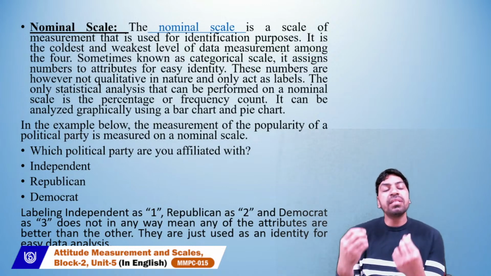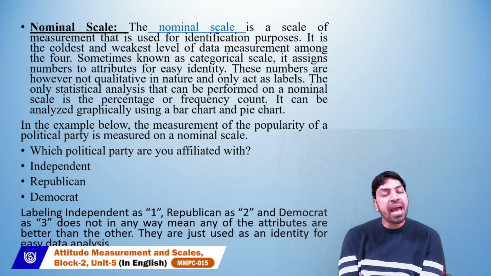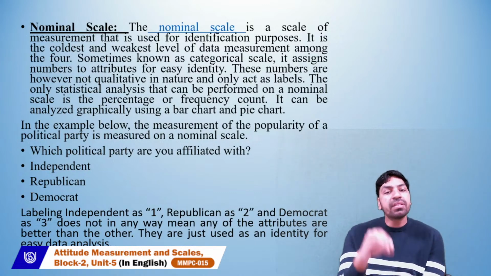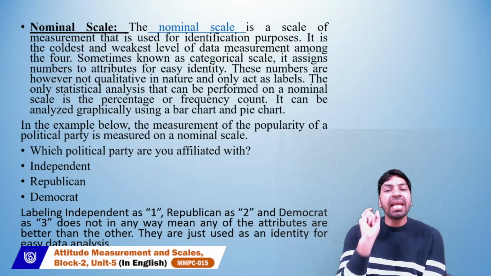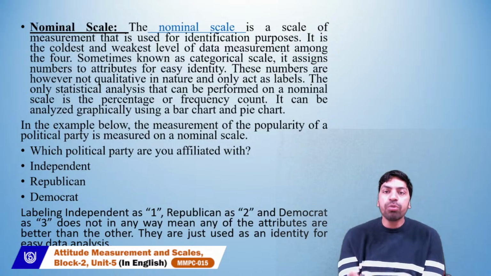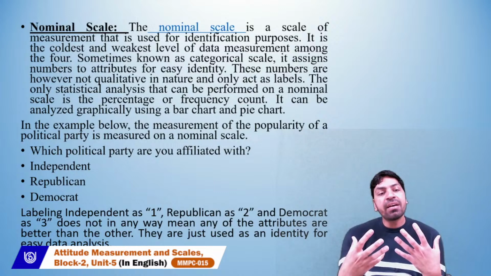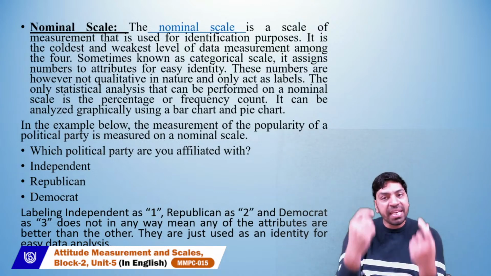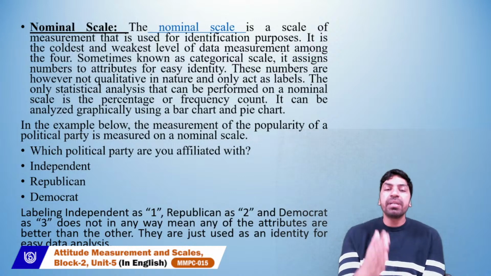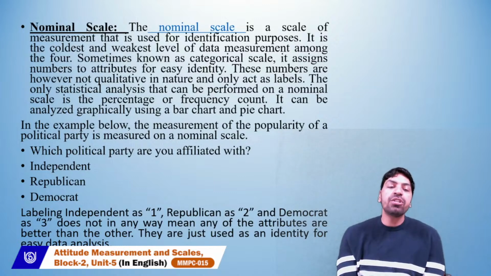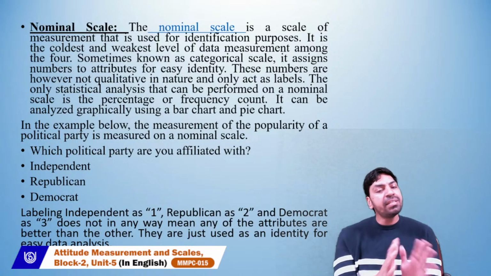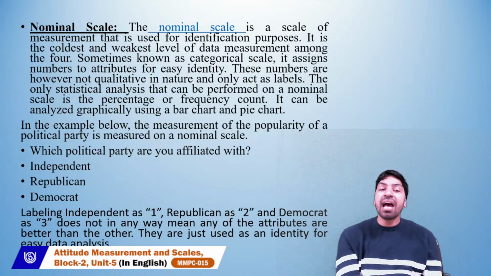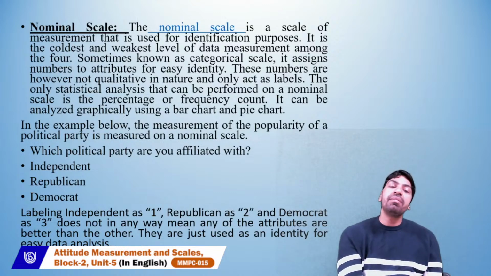So this is only being used for statistical analysis when a researcher measures any of the attributes in the questionnaires on a nominal scale. Why is it being used? Because it is very easy to calculate a percentage or any frequency count, which is always shown in tabulations or tables, and it can be easily identified and analyzed graphically using a bar chart and pie chart as well.